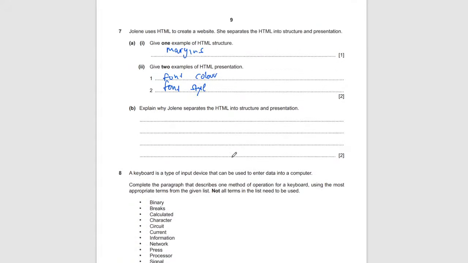Explain why Jolene separates the HTML into structure and presentation, so that you can edit the web page later on. Okay, and you can also say you can reuse the presentation style.